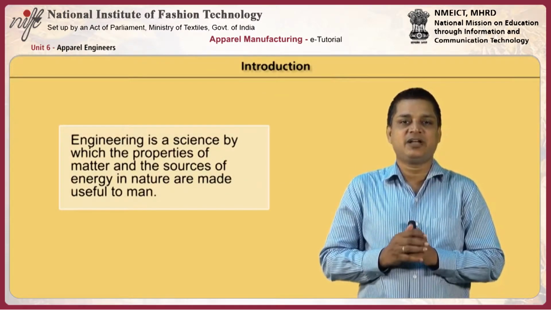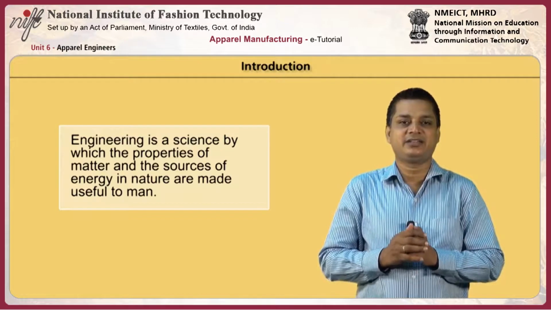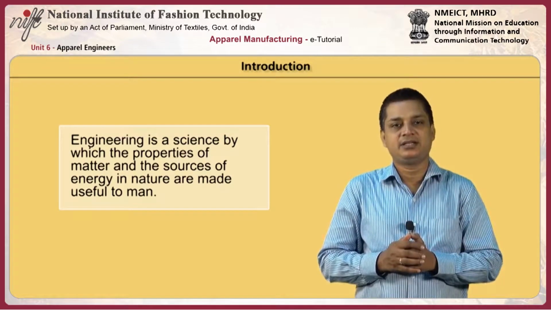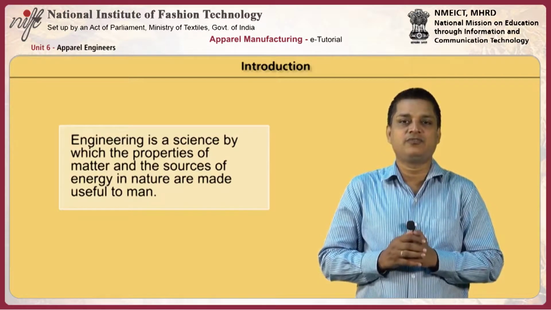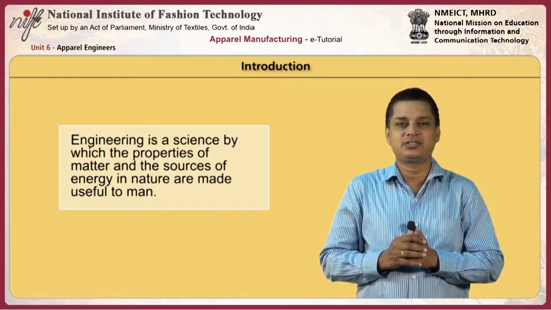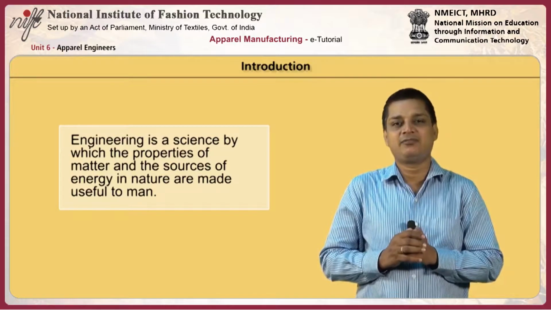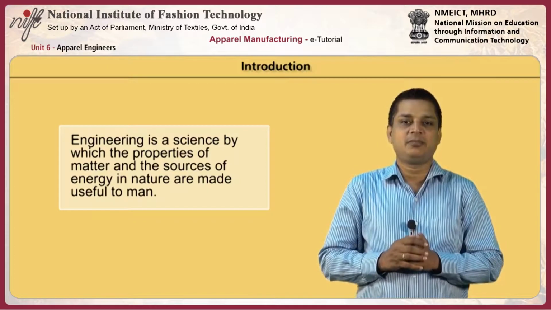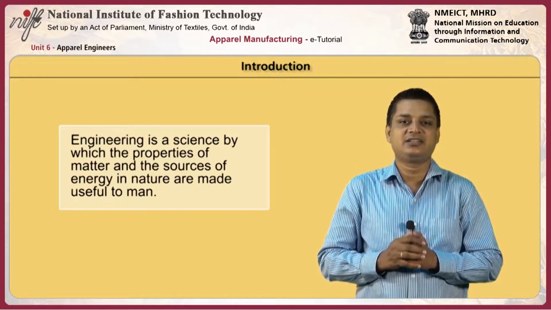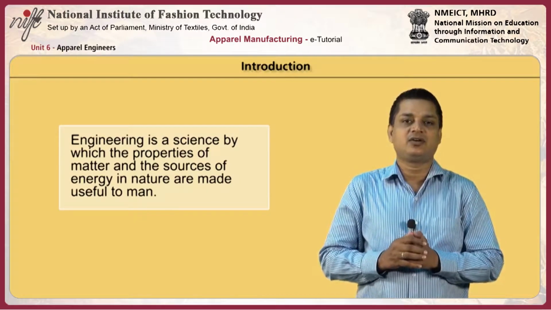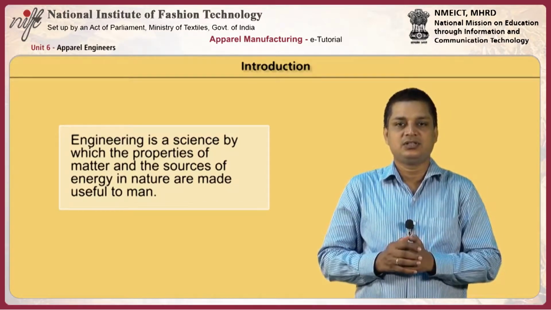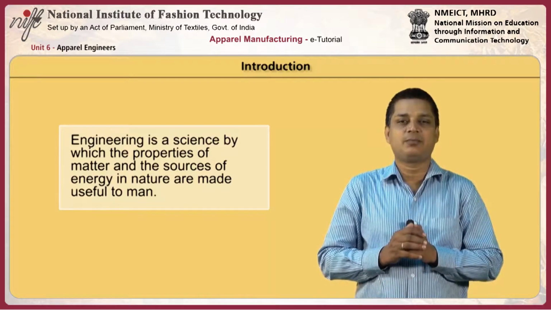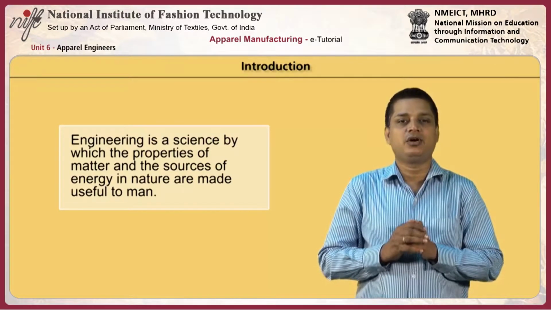Engineering is a science by which the properties of matter and the sources of energy in nature are made useful to man. This is still quite a mouthful, but there are several keywords in the definition that can help us. One is science. This means that there is common knowledge in engineering that there are certain rules that always hold true.